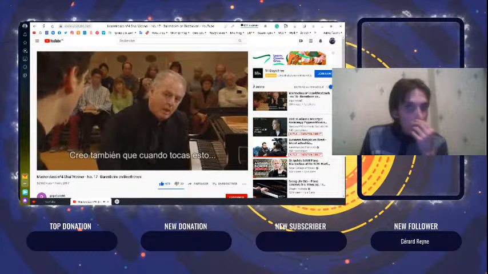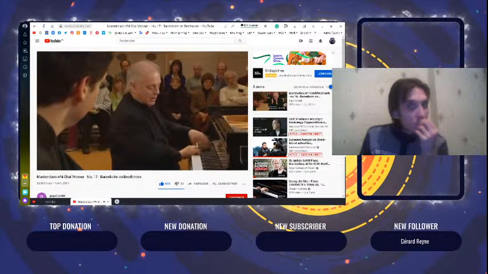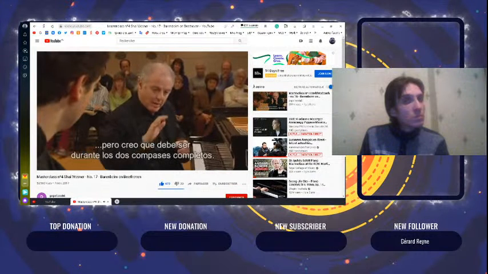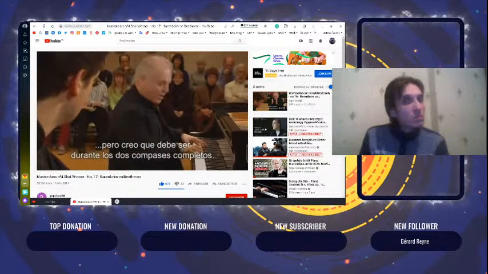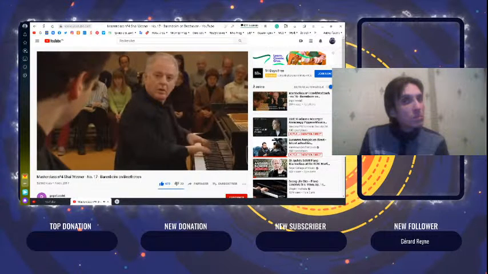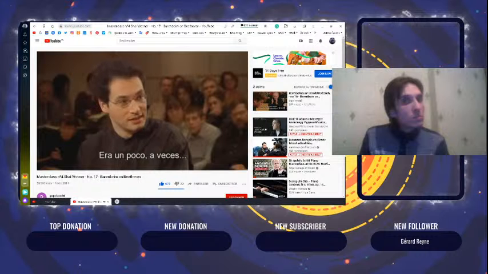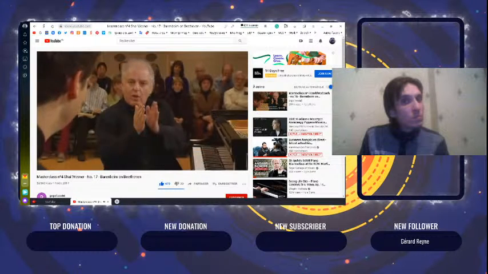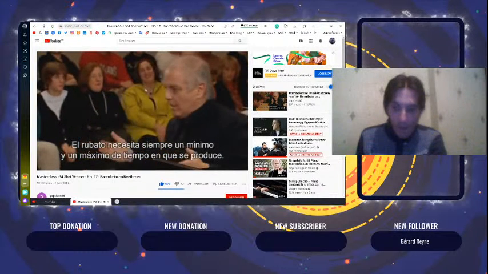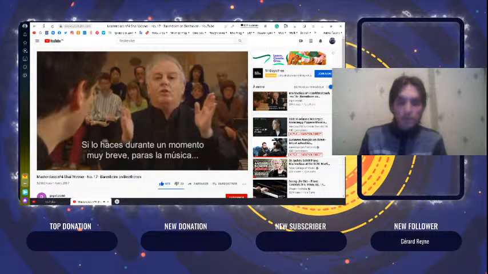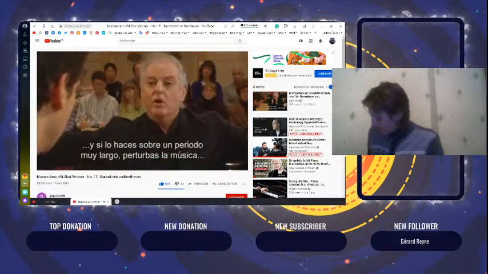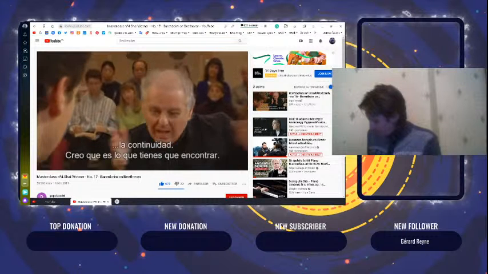I think also when you play this, the need for rubato is understandable, but I think it must be over the whole two bars. You know, it was a little bit sometimes start and stop, because rubato always has to have a minimum and a maximum time in which it takes place. If you do it over too short a moment, you stop the music, and if you do it over too long a period, you disrupt the music, the continuity. I think this you have to find.